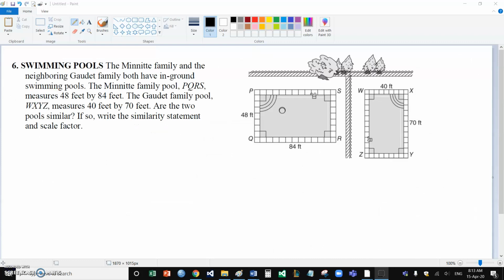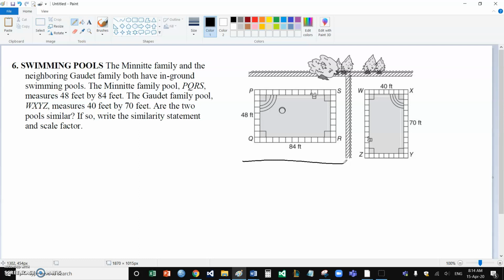Let's look at this example. The Minute family and neighboring Godet family both have in-ground swimming pools. The Minute family pool, EQRS, which is this one, measures 48 by 84. The Godet family pool, WXYZ, measures 40 feet by 70 feet. Are the two pools similar? If so, write the similarity statement.